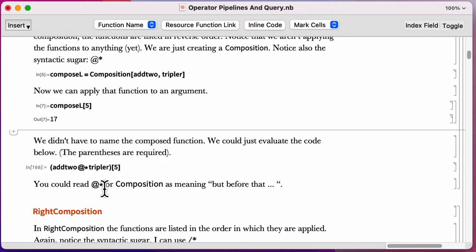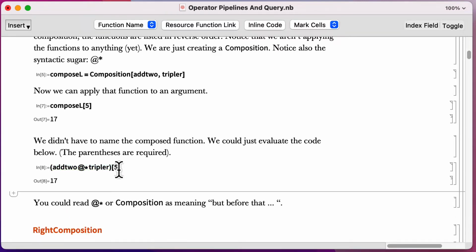Now, we didn't actually have to name the composed function. We could have just evaluated this code here, where I say add 2, @*, tripler, that does the composition, and apply it to 5. And you'll notice it's first applying the tripling, and then it is adding 2. And that's important because if you added 2 to 5, you'd get 7, and if you tripled that, you'd get 21, which was not the intent. So you need to just be aware of order of operations here.